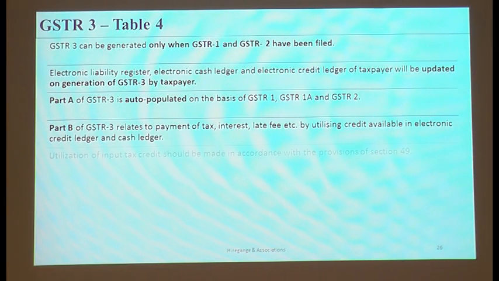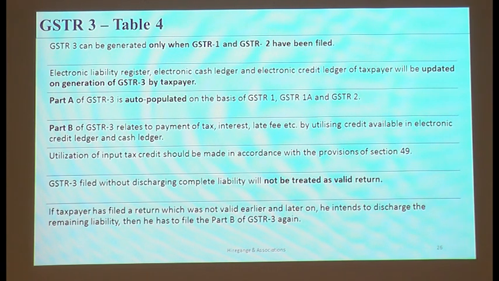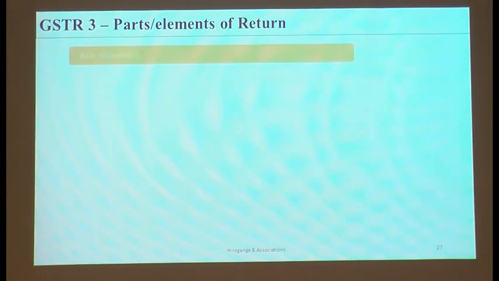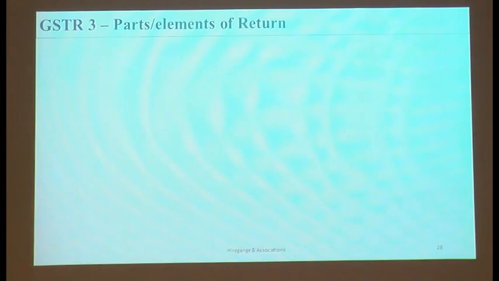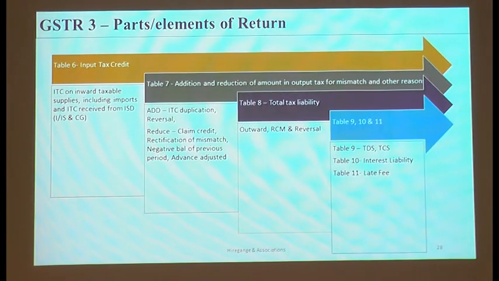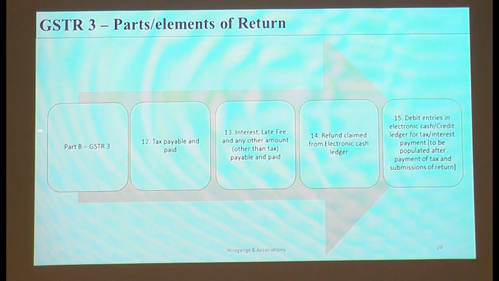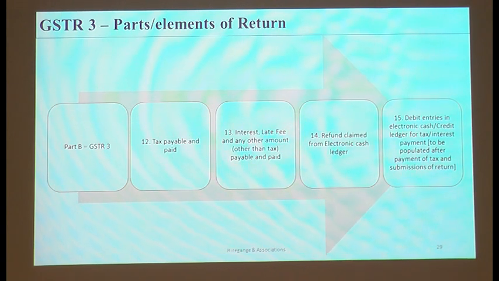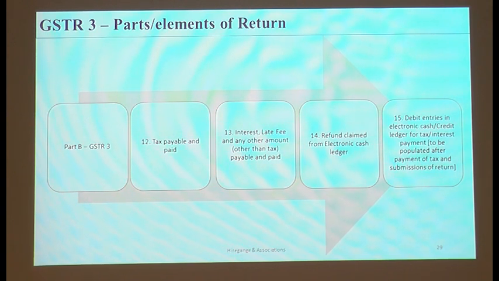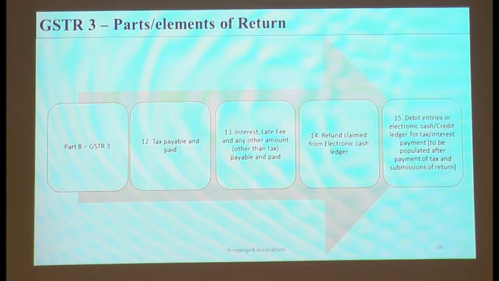I'll just skip all these things because it is nothing but auto population from GSTR 1 and 2, only the Part B I need to fill here. If you see, this is what we are going to fill. Part B, what is the tax payable and paid, and what is the interest, late fee or any other amount payable and paid, and what is the refund claimed from electronic cash ledger. If you have a more balance in your electronic cash ledger after payment of tax also, you can claim a refund of it. And debit entries in electronic cash and credit ledger.